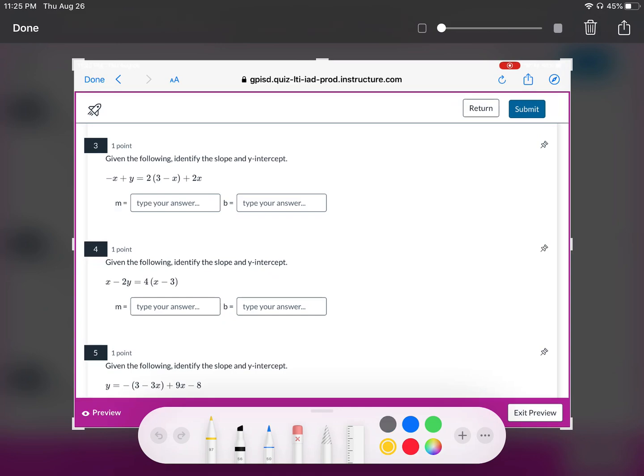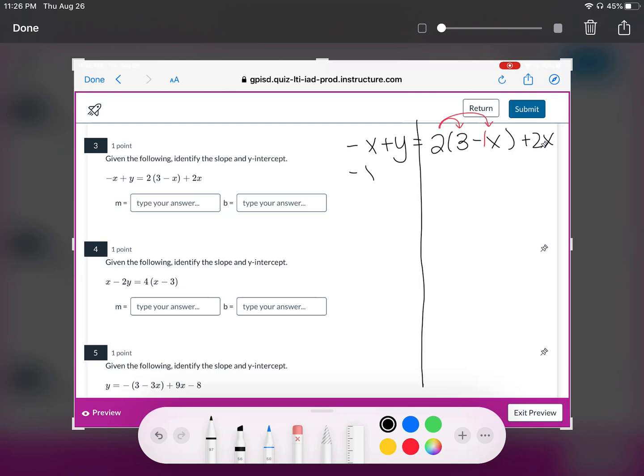Number 3: negative x plus y is equal to 2 parentheses 3 minus x plus 2x. Same thing that we've been doing, draw a line down our equal sign. And our first step is to distribute. We're going to multiply the number outside the parentheses times everything inside of the parentheses.